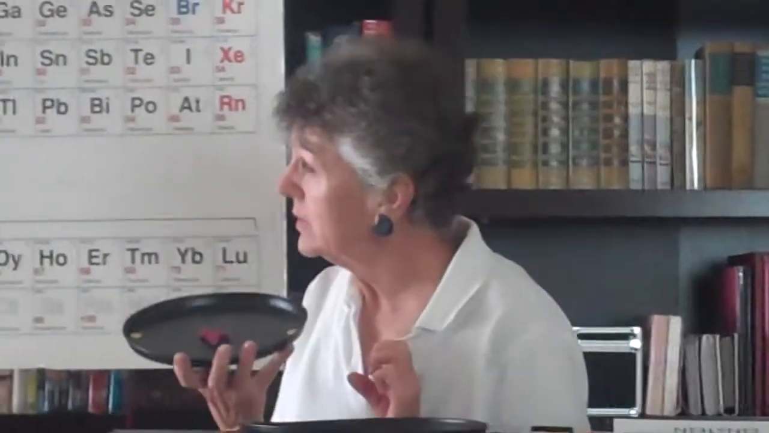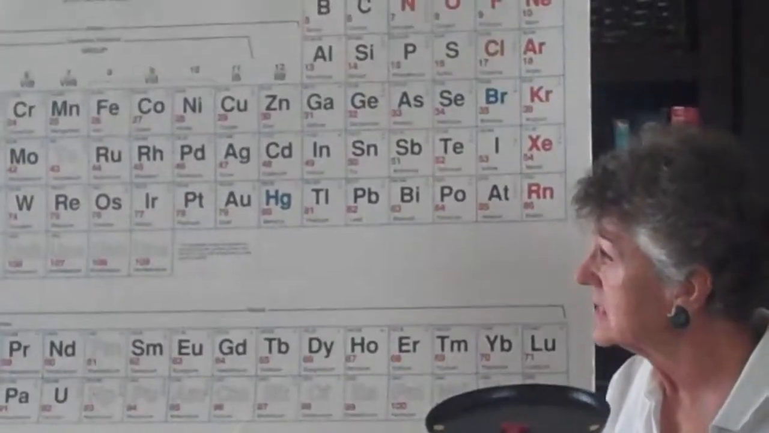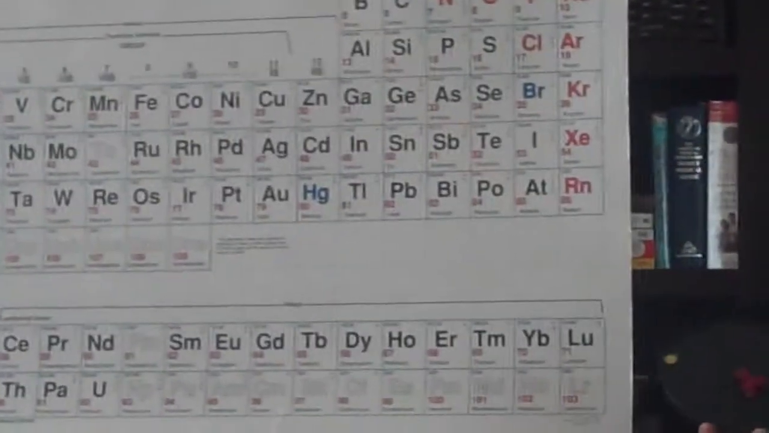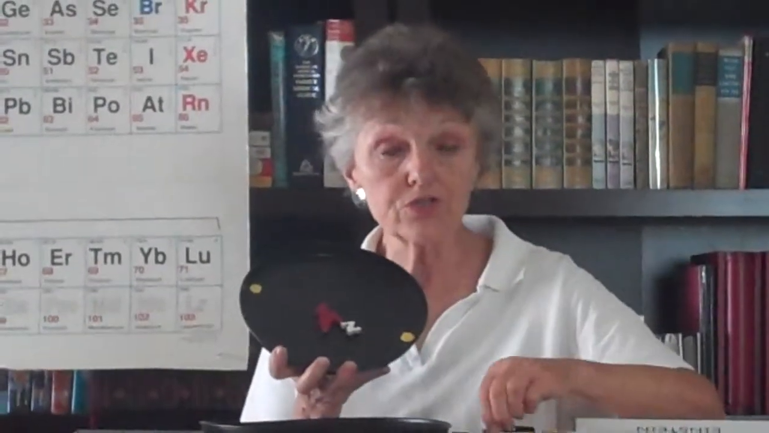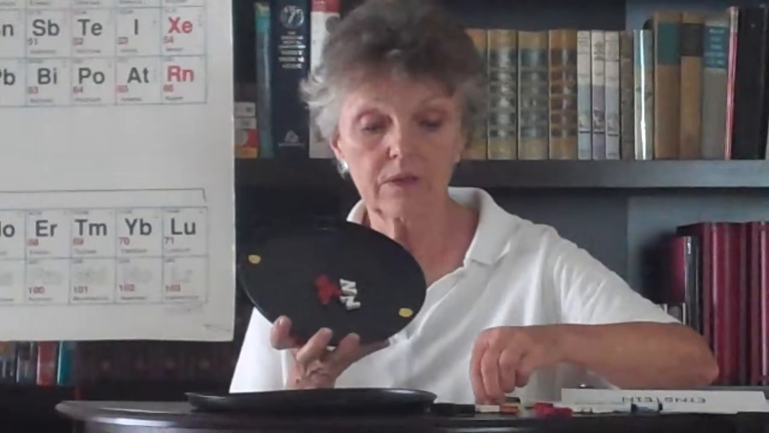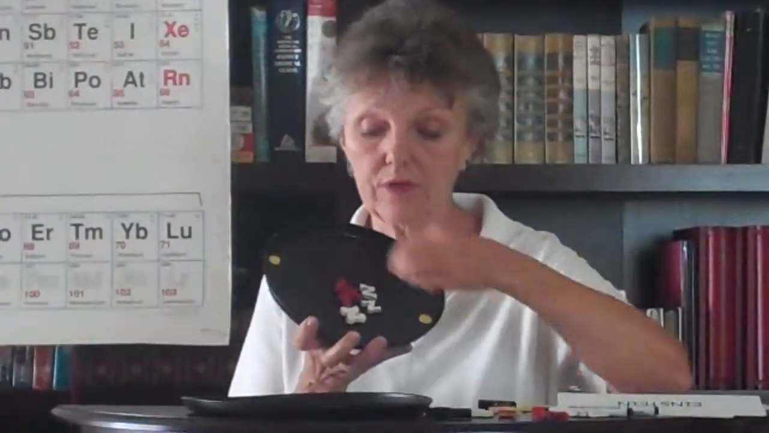Then, since lithium, I believe, has a mass of 7, what does that tell me? It tells me that there are 4 neutrons in the nucleus of the lithium atom. All right? We have 1, 2, 3, 4 neutrons, and we have 1, 2, 3 protons. 3 plus 4 is 7.